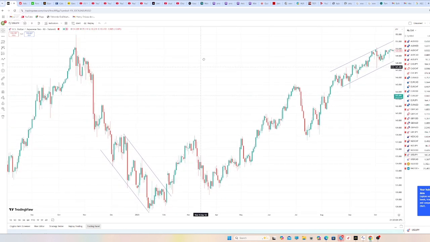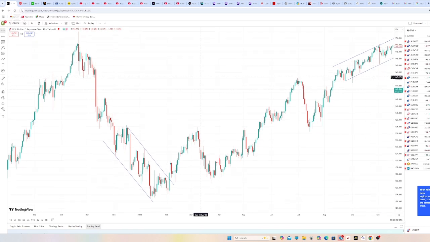Notice price was moving all the way down. Then when price reached here, what happened? It started moving in a corrective manner, in a channel, going down. This is already a clue that price is preparing to reverse from a bearish move to a bullish move.